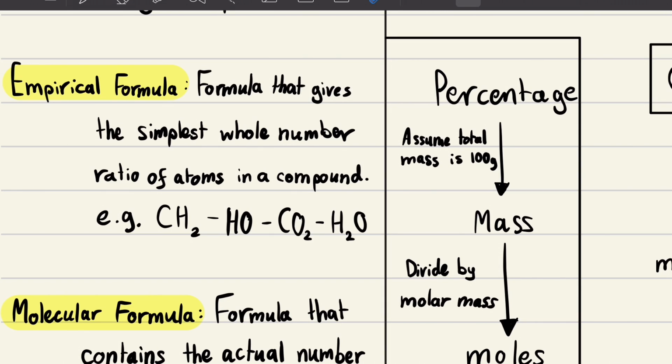So an empirical formula just gives a compound which has the simplest ratio, so you can't break it down any further. And here are some examples, as we said before, CH2, and then hydroxide, carbon dioxide, and H2O.